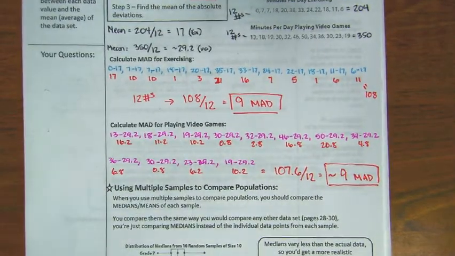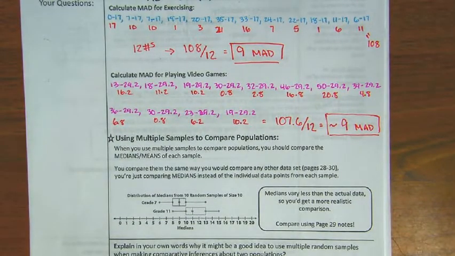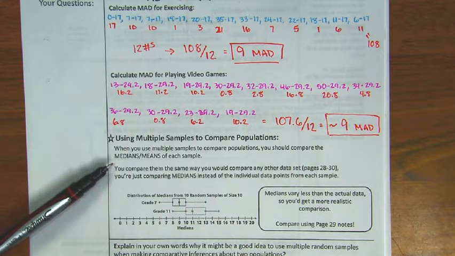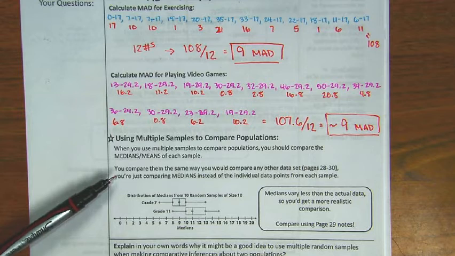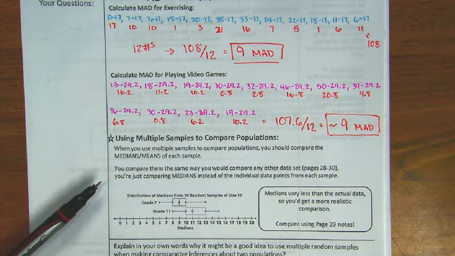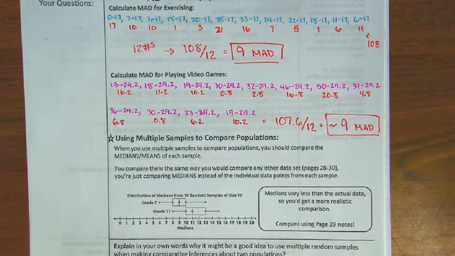Okay, all right, and then down here at the bottom, we've got one more section. So it's using multiple samples to compare populations. When you use multiple samples to compare populations, you should compare the means and the medians of each sample. You compare them the same way you would compare any other data set, so check through page 28 and 30. You're just comparing medians instead of the individual data points from each sample.